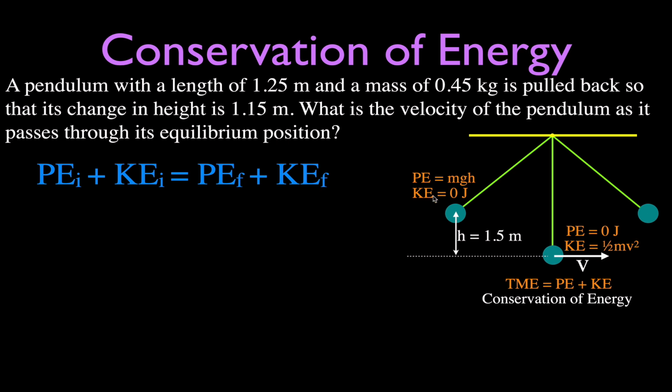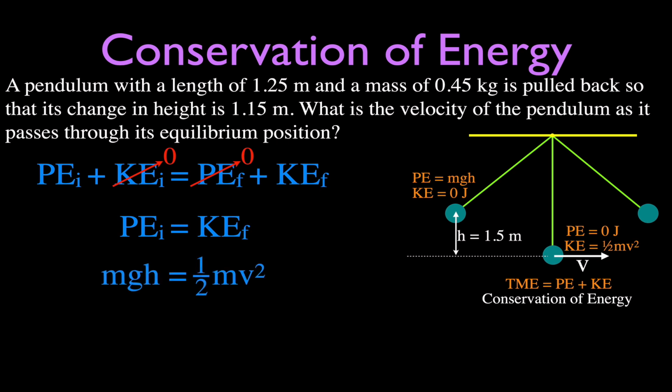Now, we already said here that the kinetic energy at the initial position is 0, so we can mark that out as 0. And we know the final potential energy at the bottom is also going to be equal to 0, because all of the potential energy has been converted to kinetic energy, and it starts with no kinetic energy. So we can simplify our equation to say that the initial potential energy is going to be equal to the final kinetic energy. And we know that the potential energy is calculated as mgh, and the final kinetic energy is calculated as 1/2 mv squared.